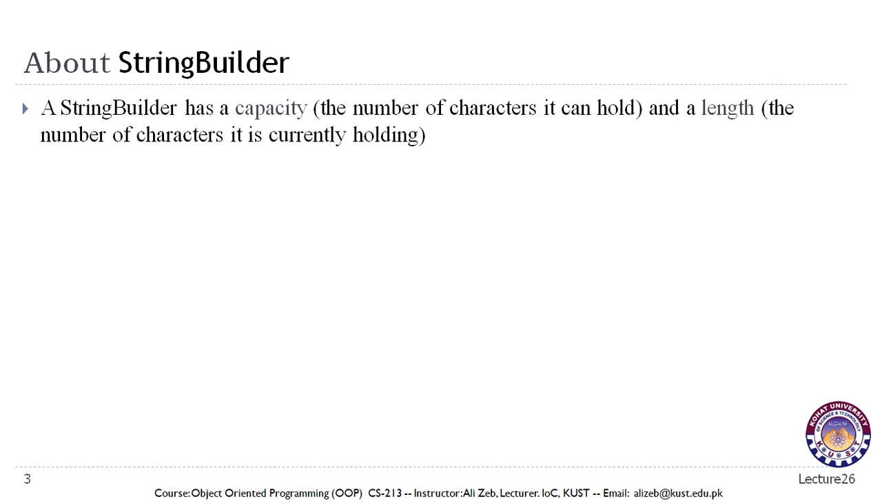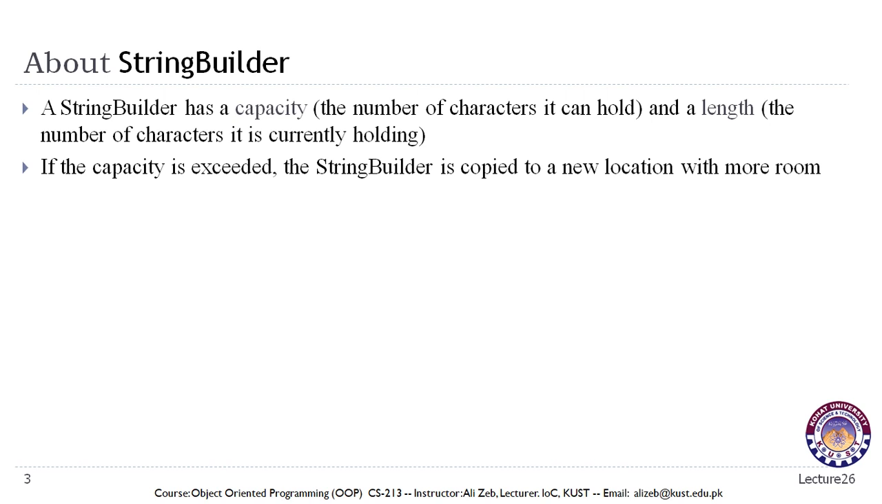A string builder has a capacity, that is the number of characters it can hold, and a length, the number of characters it is currently holding. It has certain methods that we will see in the examples. Every string builder is capable of storing a number of characters specified by its capacity. If a string builder's capacity is exceeded, the capacity expands to accommodate the additional characters, and we will see this in an example with the help of some code. If the capacity is exceeded, the string builder is copied to a new location with more room.